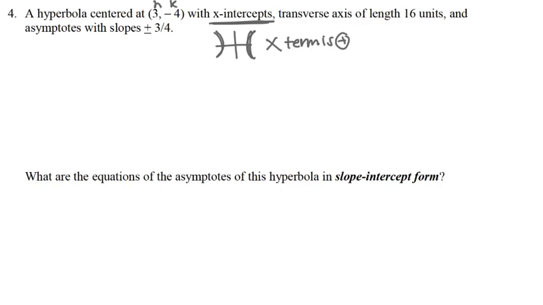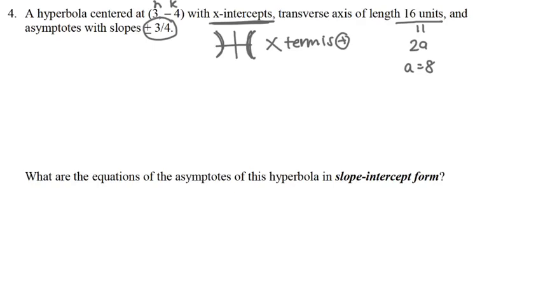We are told that the transverse axis has a length of 16 units. Now we know the transverse axis is equal to 2 times a, so a here is 8. The number sitting under the positive term is 8. The last thing we're told is that the asymptotes have slopes of plus and minus 3/4. We'll talk about what that means in a minute and how we fill things out.